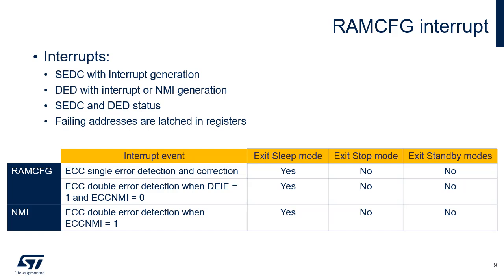The table indicates the effect of low power modes on the RAM configuration controller. Sleep mode has no effect. RamCFG interrupts cause the microcontroller to exit the sleep mode. In stop mode, the contents of RamCFG registers and SRAM contents are kept. However, ECC error interrupt, or NMI, doesn't cause the microcontroller to exit the stop mode. In standby mode, the RamCFG module is powered down and must be reinitialized after exiting standby.